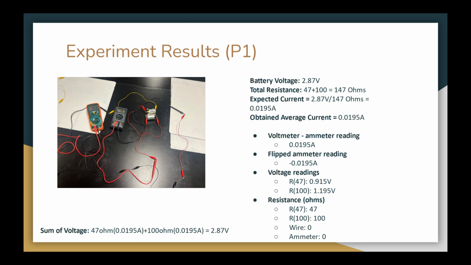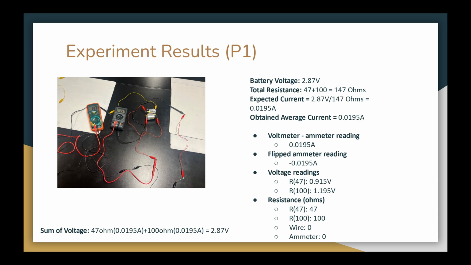For our first experiment, the battery was actually lower than what we expected, so it was 2.87 volts. Because of this, we had to change our expected current, which is about 0.0195 amps. As you can see in the picture, we got 0.0193 in the first one and 0.0197 in the second one. So the obtained average current turned out to be the exact same as the expected current.